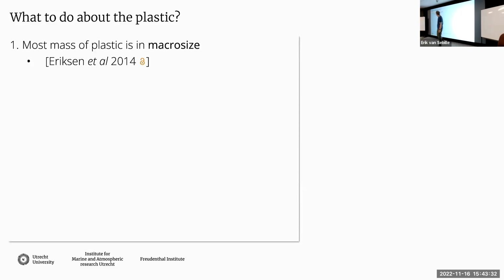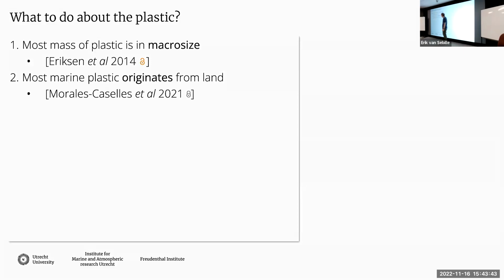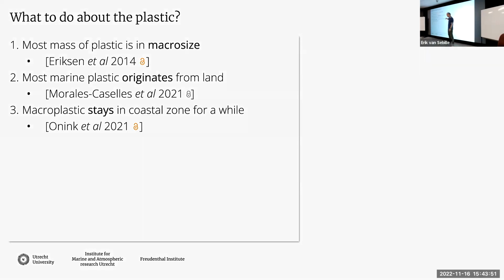But macroplastic is much more mass. Most of the mass is in plastic items larger than 5 centimeters. Something like 90% or more of all the mass of plastic in the ocean is larger than 5 centimeters. Most of the marine plastic originates from land. So it starts on land, and also it stays in the coastal zone for months to years. It doesn't immediately flush out to the open ocean, but it hangs around. And depending on exactly where you are, it bounces back and forth between the surf zone, the beach, and the ocean. And it can do that for years.